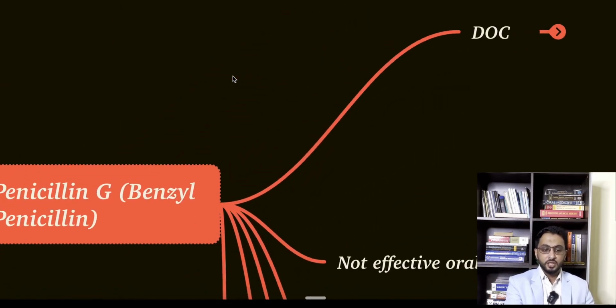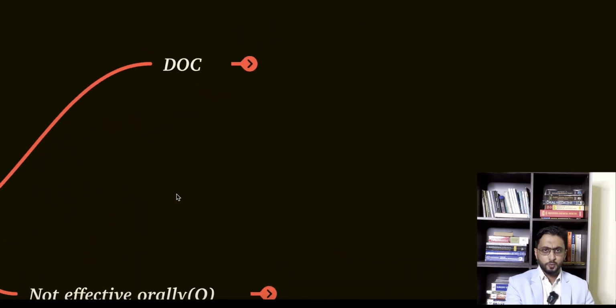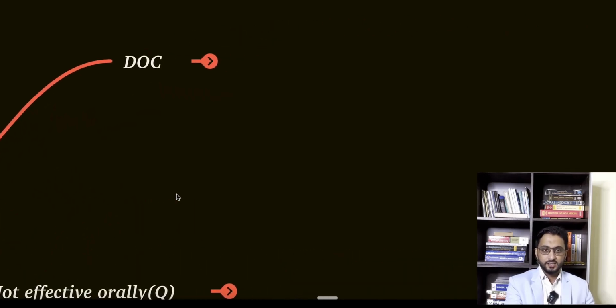Now penicillin G, please note, its other name is benzyl penicillin, and one more thing just to add here, it's the only naturally occurring penicillin. All others are semi-synthetic.